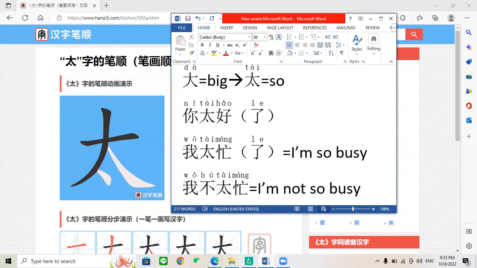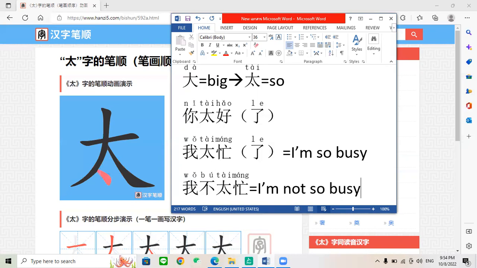So like I said, can we say 我不很忙? 我不很忙. It's not correct. 很 means very, right? I'm not very busy. 我不很忙. It's not correct. But when you say that, all Chinese people can understand your meaning. They can understand what you mean. But usually we don't say that. It's not our normal expression. We say 不太忙, we don't say 不很忙.